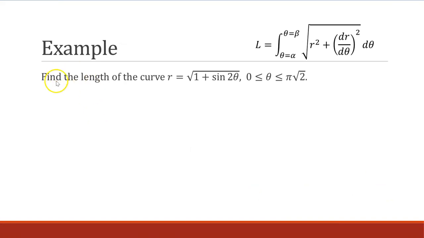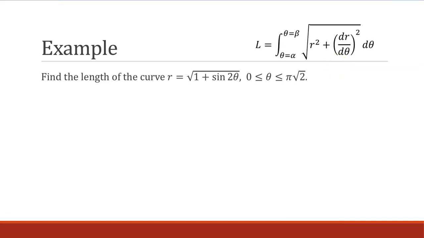Let's jump into an example. Let's find the length of the curve r equals the square root of 1 plus sine 2 theta, where theta is between 0 and pi times radical 2. So we have our arc length formula. It's really just a matter of substituting in, and then we are going to start to practice our integration since we just did a lot of setup earlier.